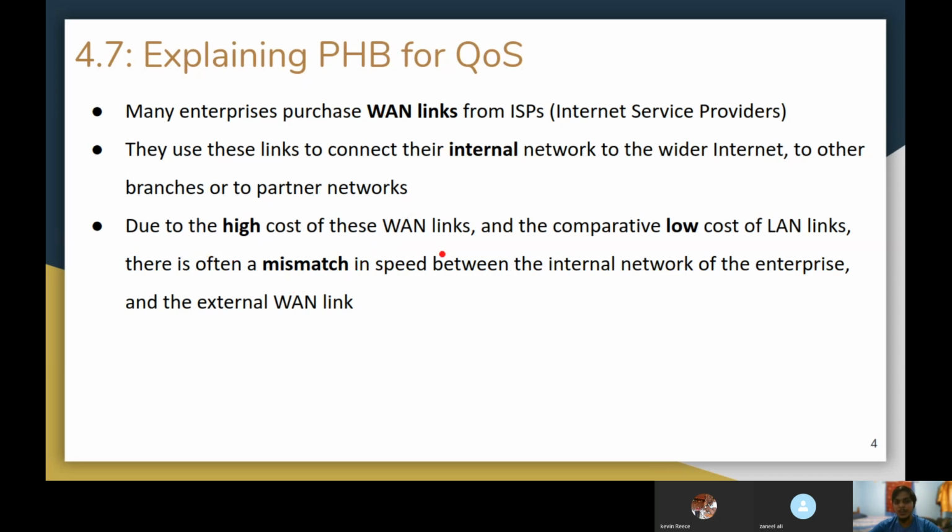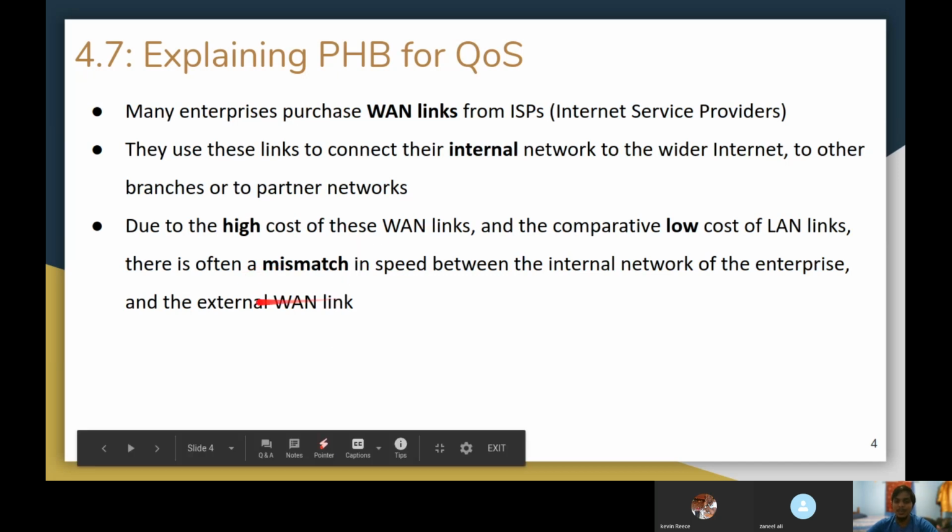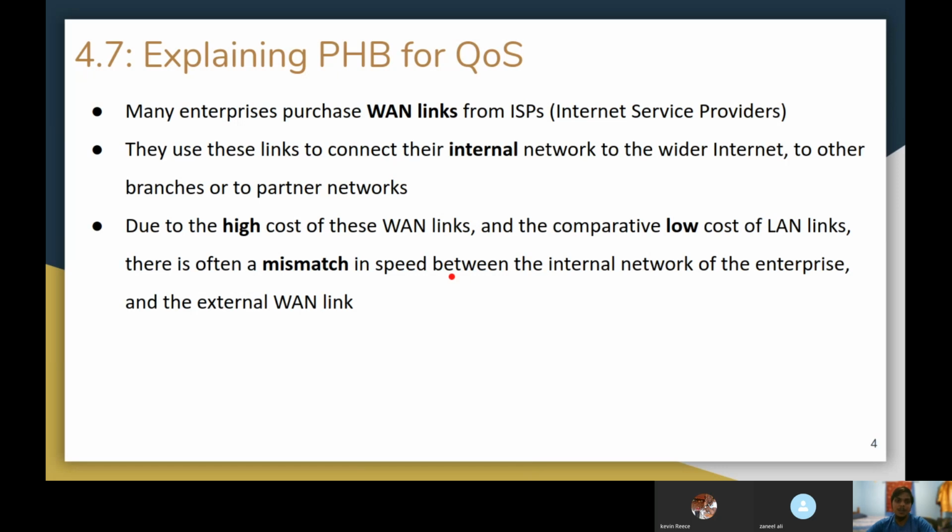So due to the high cost of these WAN links and the comparative low cost of LAN links, there's often a mismatch in speed between the internal network of an enterprise and the external WAN link or links. This is why, for example, in your home network, the links off of your modem might be 100 megs or a gig, but your WAN circuit might be limited to 40 megs or 25 megs or something much lower. You could put it up to 100 megs or these days even a gig, but it's very expensive, right? So you don't usually see that. There's usually a mismatch between your internal network and your external network in terms of speed or bandwidth.